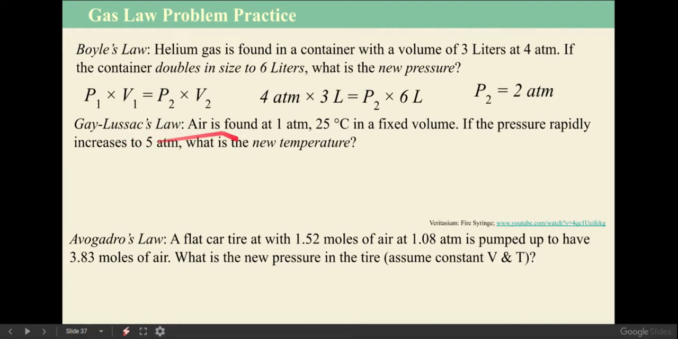With Gay-Lussac's law, we said it deals with pressure and temperature, where Charles's law was temperature and volume.